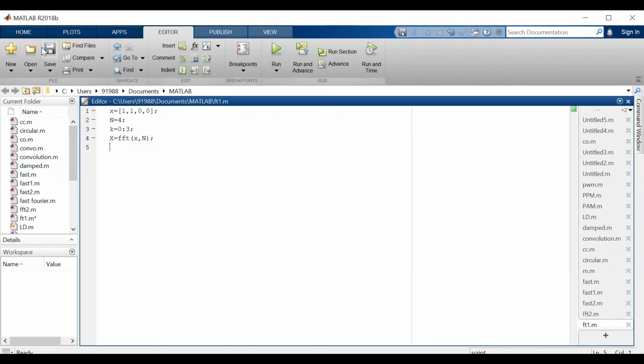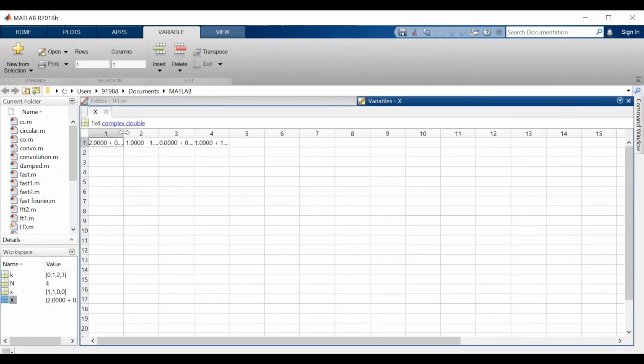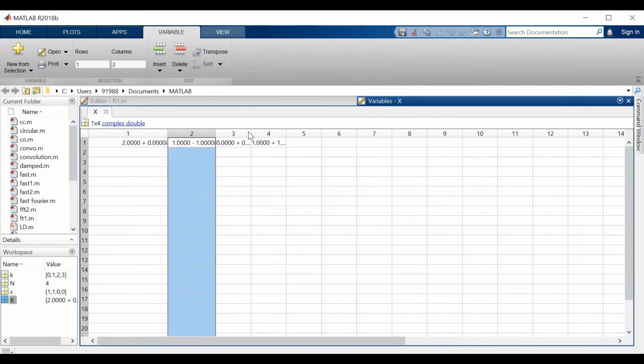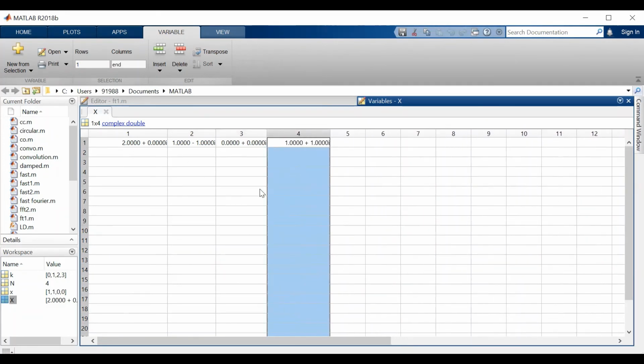So let us save this file and run. Go to this X. We can see here the values we got after the FFT. We already found these values. We got X of 0 as 2, X of 1 as 1 minus j, X of 2 is 0, X of 3 is 1 plus j.